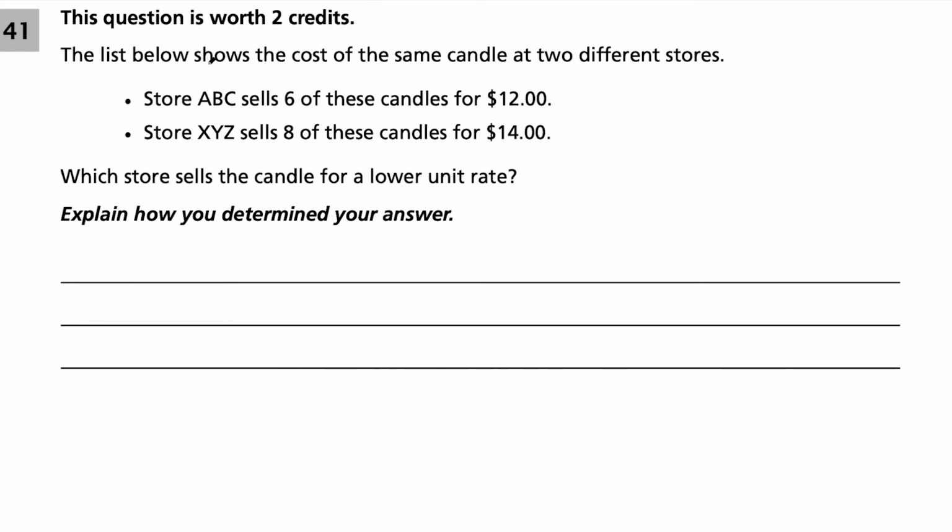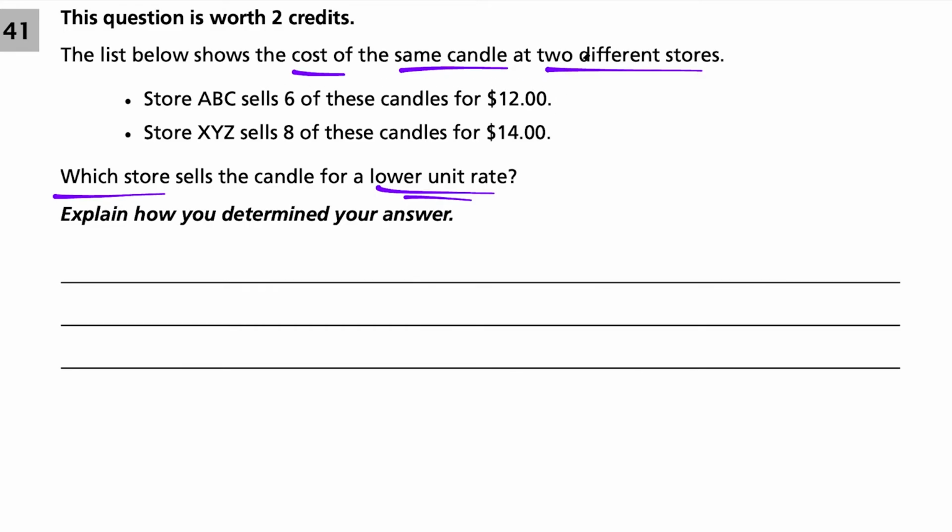So question 41, we have a list showing the cost of the same candle at 2 different stores. So we have store ABC and store XYZ, and this is the amount of candles we could get for the price for both stores. And we want to know which store sells the candle for a lower unit rate. So let's find the unit rate here.